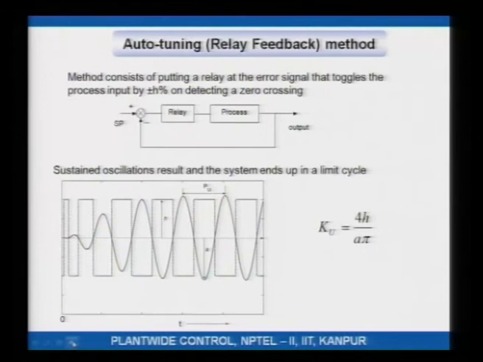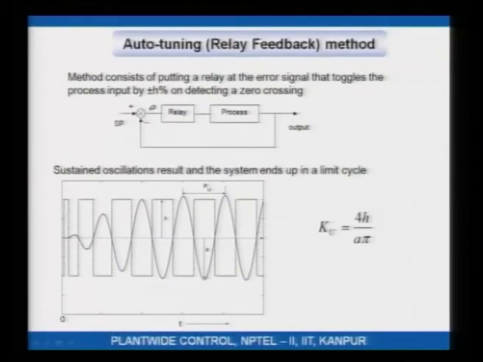There is also what is called the auto tuning or relay feedback method. What is done here is, your feedback loop is on, and instead of the controller, you put in a relay. What does the relay do? The relay takes in this error signal, and if this error signal shows a 0 crossing, the output of the relay toggles to, let us say, plus 5%. At the next 0 crossing of the error, the output will toggle to, let us say, minus 5%. So, plus h or minus h. Okay. I have just used 5% as an example.